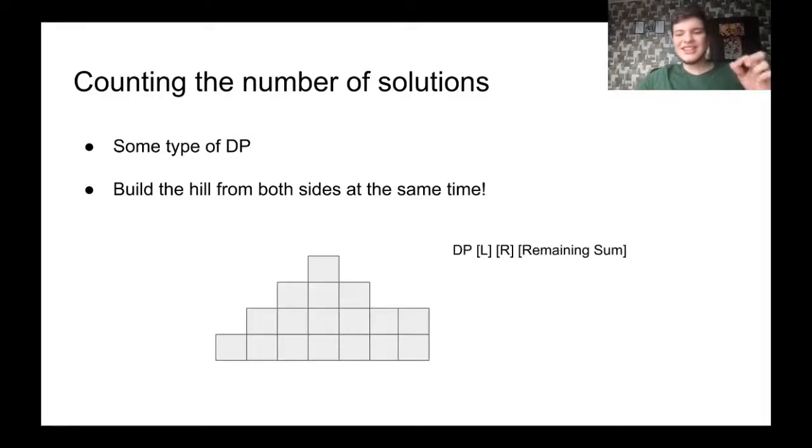So in some sense, if we have dp[left][right][remaining sum], let this be the number of solutions. In some sense, this will basically just be the number of mountains of this type, which are between positions left and right, and have remaining sum equal to something. So let's see how to actually compute this thing.